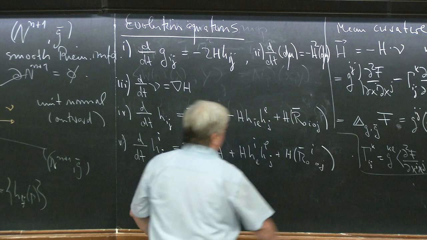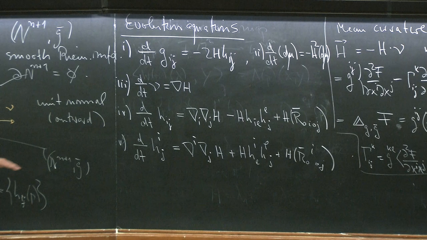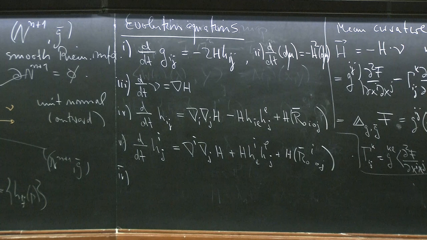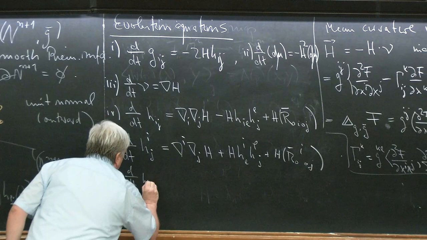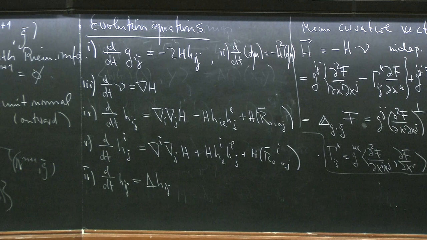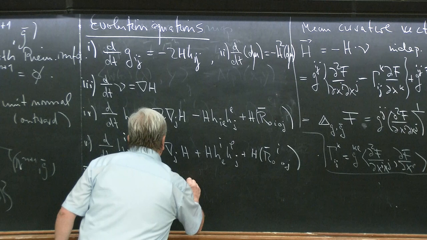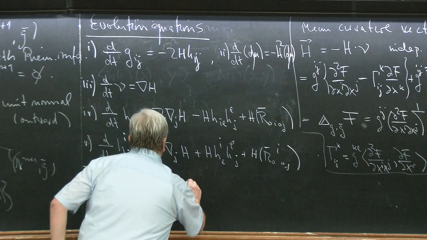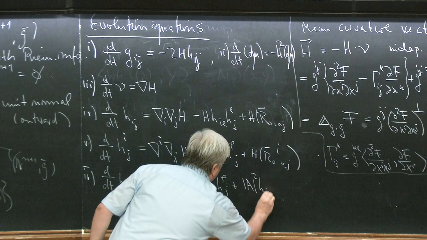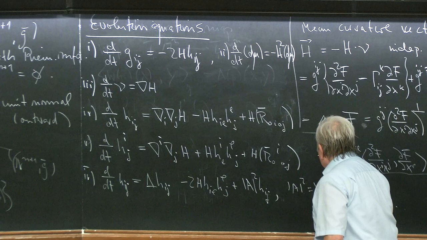I write it here so that you can write in your notebook all the important equations in one view. Now, one can write equation 4 in a slightly different form, namely d/dt of h_ij can be written, in the Euclidean case at least, as the Laplacian of h_ij. I spare you the formula in a Riemannian manifold, which is very complicated, but in the Euclidean setting you get d/dt h_ij equals Laplacian of h_ij minus 2H h_il h_lj plus |A|^2 times the second fundamental form, where |A|^2 is the sum of the squares of the principal curvatures.